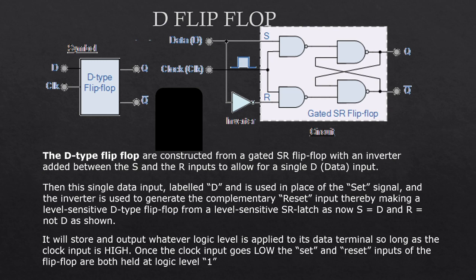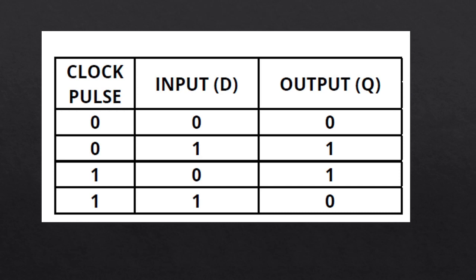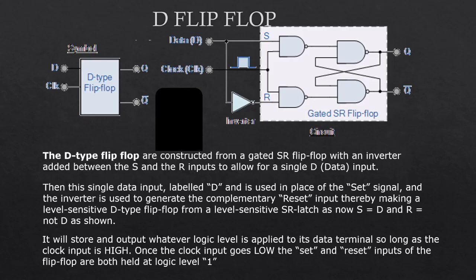Thereby we have a level sensitive D type flip-flop from a level sensitive SR latch, and the only difference is that here S is equal to D and R is not D, as shown. As long as the clock input is high, it will store the output regardless of the logic level, and once the clock input goes low, the set and reset inputs of the flip-flop are both held at the logic level 1. Here we have the truth table for the D flip-flop.